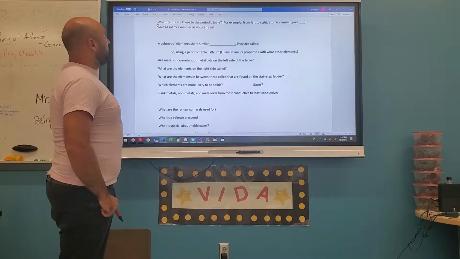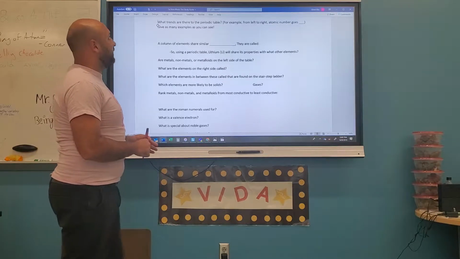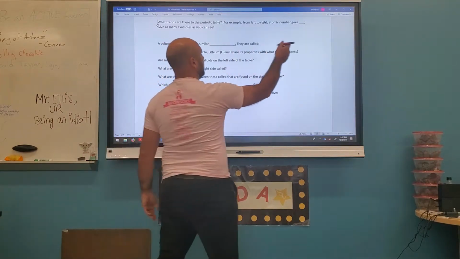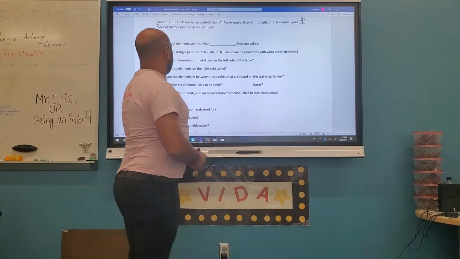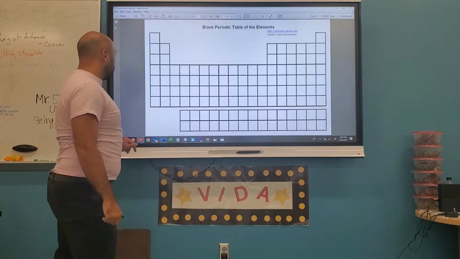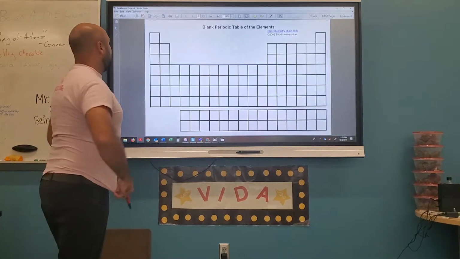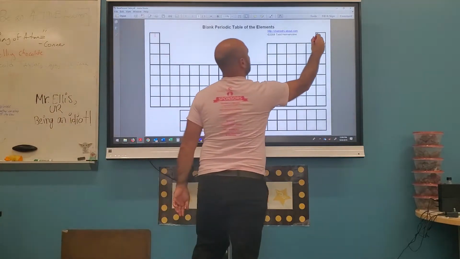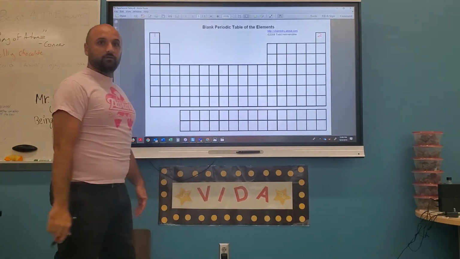What trends are there to the periodic table? For example, from left to right, atomic number will do what? Well, from left to right, atomic number goes up. Give as many examples as you can see. Well, if we take a look here at the periodic table, we have atomic number 1, atomic number 2, it definitely increases from left to right.